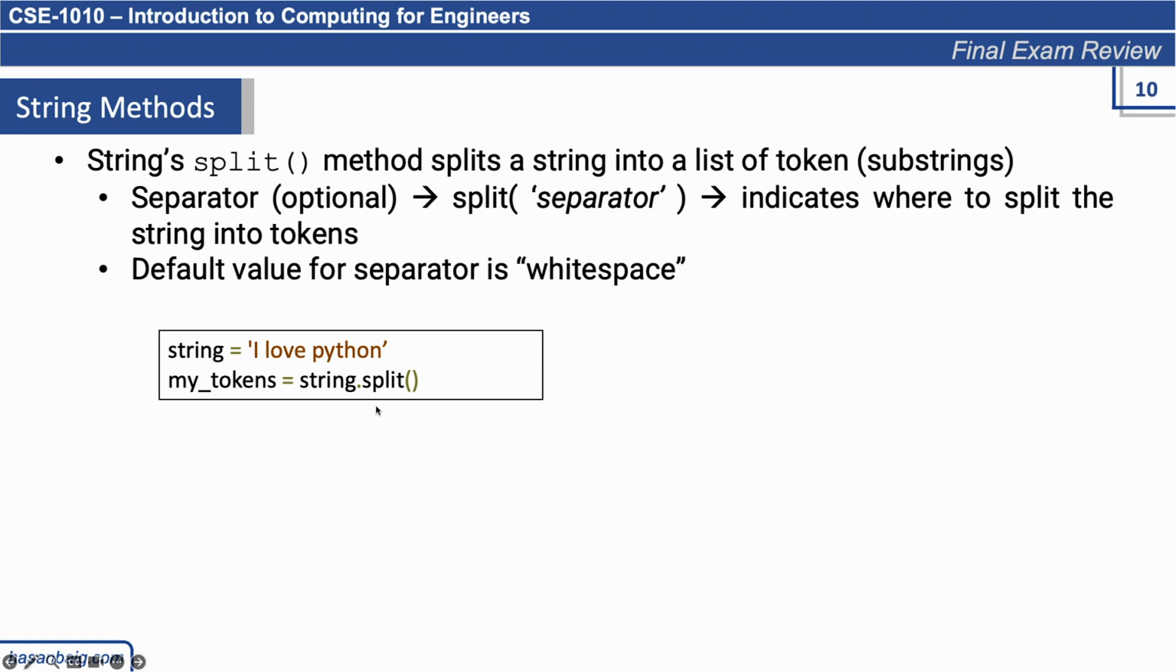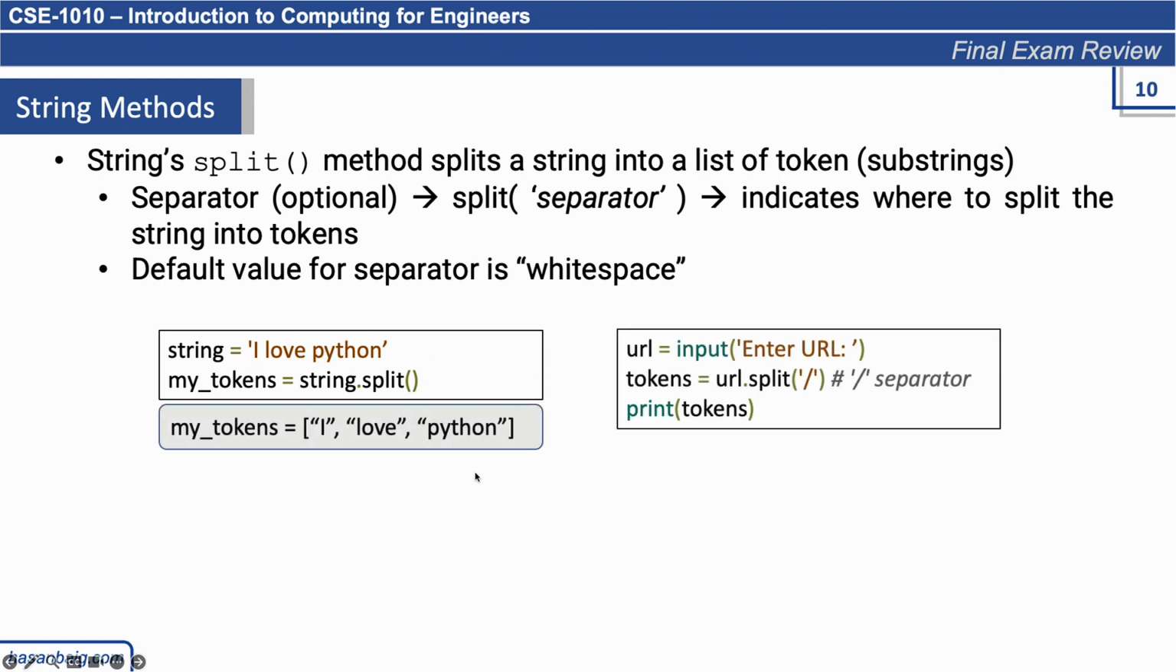Here you can see we are splitting this string with the help of the split method, and we are not specifying any separator in between here. So it means that a white space between every word would be considered as a separator. So it will create 3 elements in a list. First of all, split always returns a list containing a number of elements around the separator. So here I is a separate element, love is a separate element, and Python is a separate element.